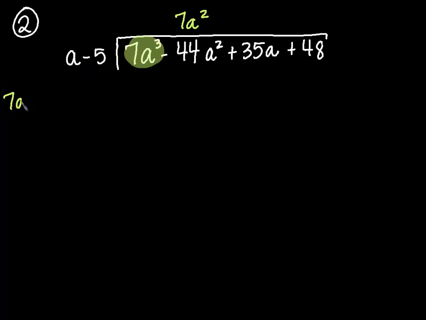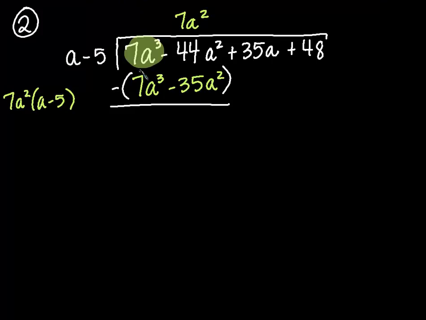So 7a squared times a minus 5 is going to give me 7a cubed minus 35a squared, because positive 7a squared times negative 5 is negative 35a squared. And I'm going to subtract this binomial from 7a cubed minus 44a squared. So 7a cubed minus 7a cubed cancels out to 0, and negative 44a squared minus negative 35a squared is going to be negative 9a squared.